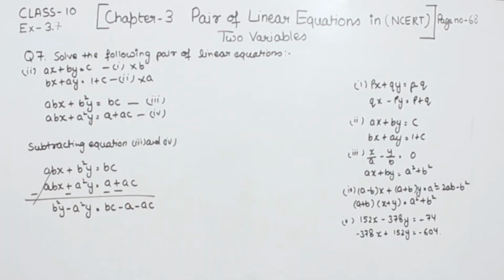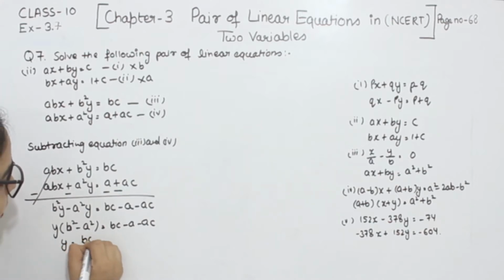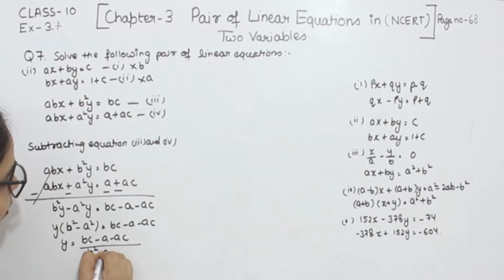Now I'm going to take the common here. So I'm taking y as the common. So here we have b square minus a square as equal to bc minus a minus ac. So y is equal to bc minus ac divided by b square minus a square. I have transposed the b square minus a square. Now this is the value of y.